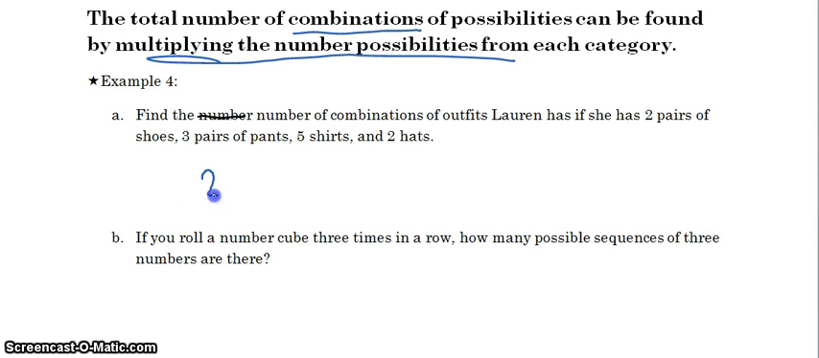So you'll take her 2 shoes, 3 pants, 5 shirts, and 2 hats. And when you multiply those together, you get 6 times 5, which is 30, times 2, which equals 60. So there are 60 different outfits that Lauren can make. That is assuming she doesn't wear mismatched shoes or something along those lines, okay?